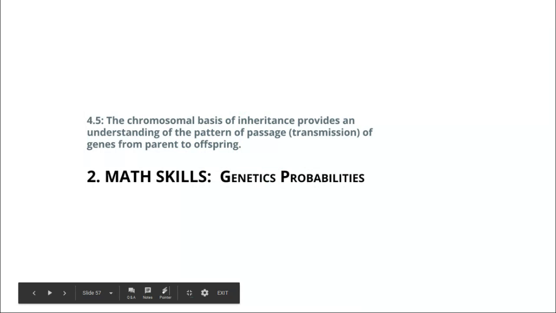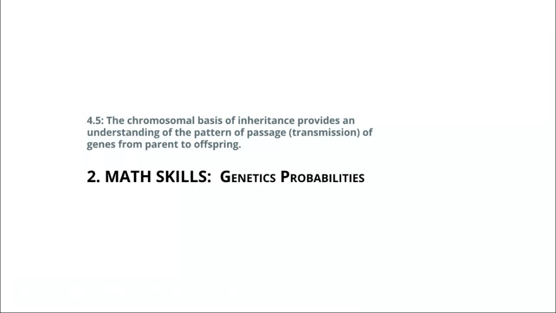So here's the math skill. So I'm just going to go through. There's not practice problems on this particular slide. I've eliminated them, but we will be doing practice problems in class. And so just a little bit of a note here that chromosomal basis of inheritance provides an understanding of the pattern of passage or transmission of genes from parent to offspring. What that means is that there's a mathematical way of calculating the inheritance.